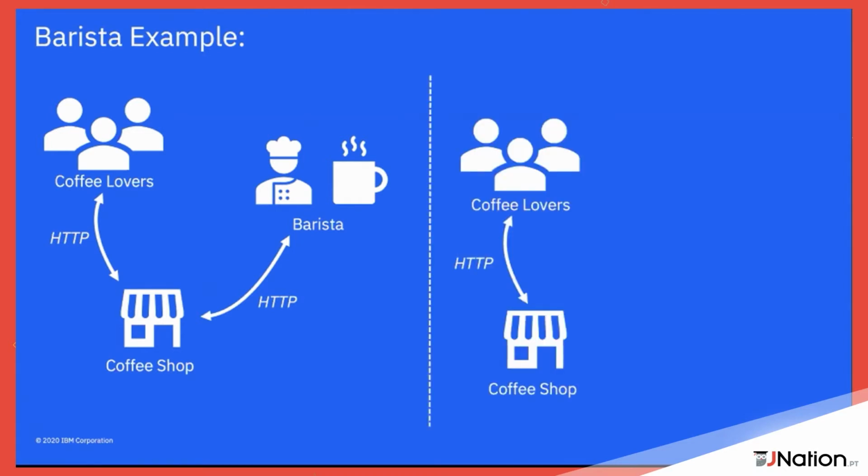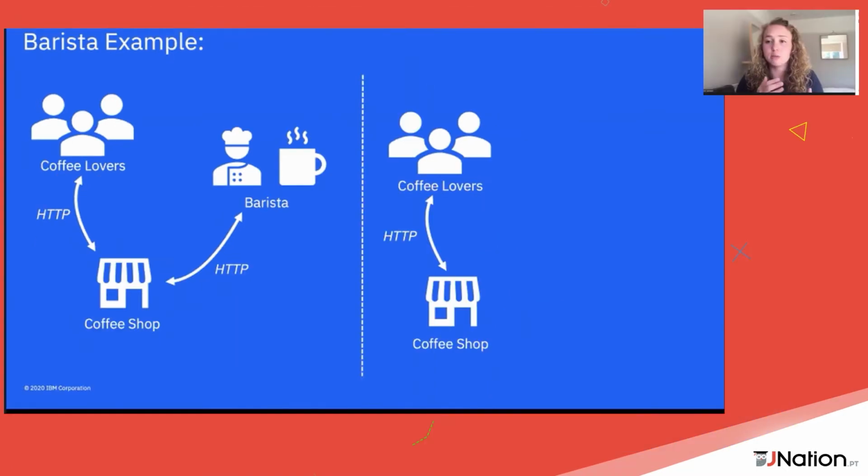Alternatively, the HTTP between the coffee lovers and the coffee shop is actually fine. We don't necessarily need to change that. Reactive messaging isn't necessarily needed every single time. So we've left HTTP there for just now.